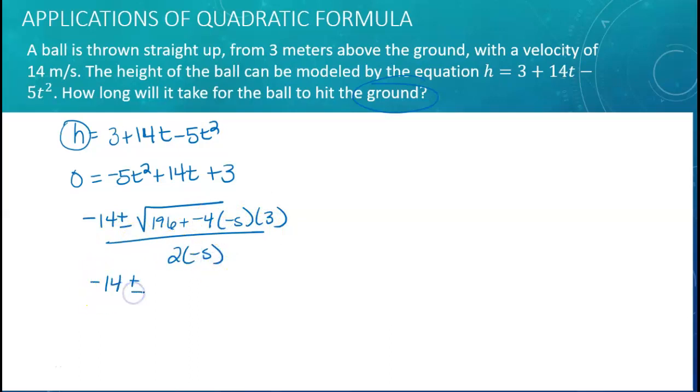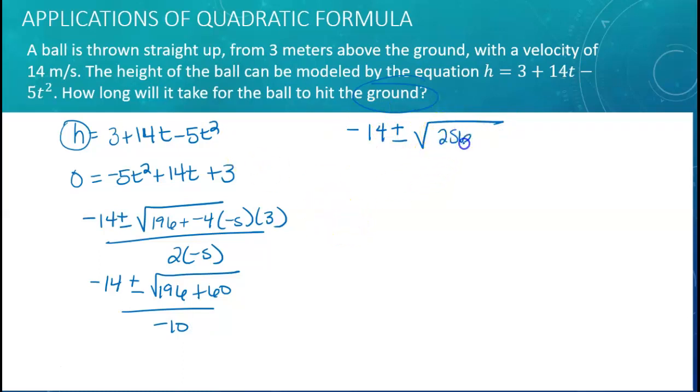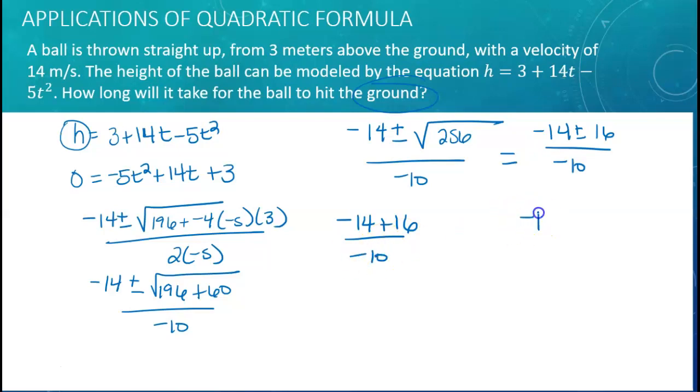Then we have negative 14 plus or minus the square root of 196. Negative 4 times negative 5 times 3 becomes positive 60, all over negative 10. That becomes negative 14 plus or minus the square root of 196 plus 60, which is 256, divided by negative 10. And then I'm going to use my calculator to find the square root of 256, which becomes 16, all over negative 10. I'm going to split this up into two problems, negative 14 plus 16 divided by negative 10. Negative 14 minus 16 divided by negative 10.